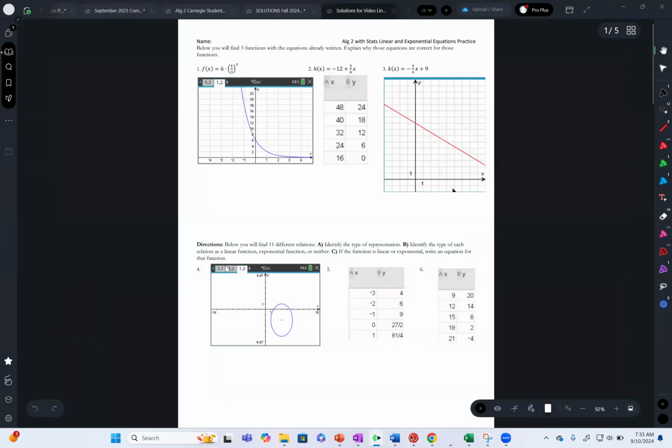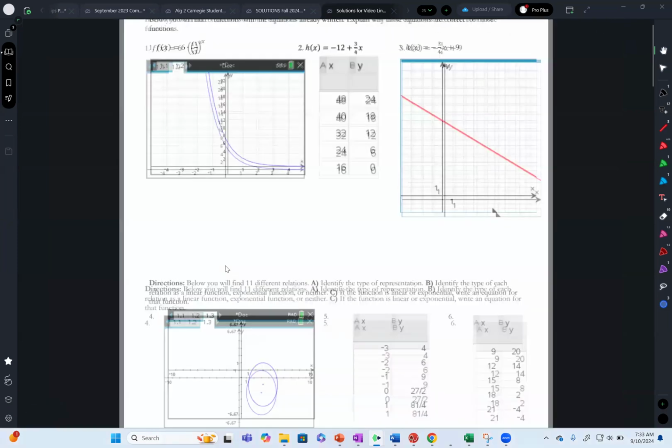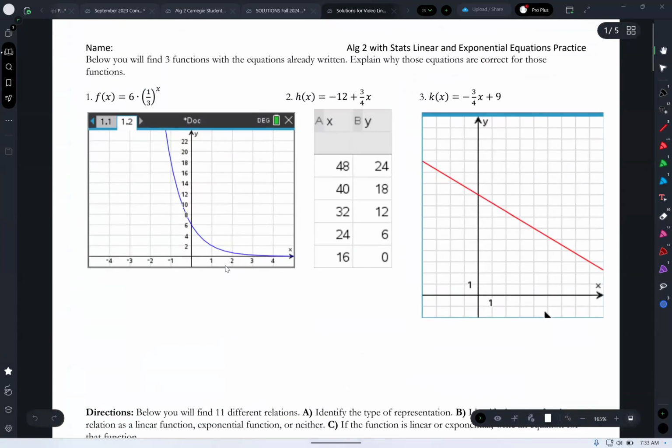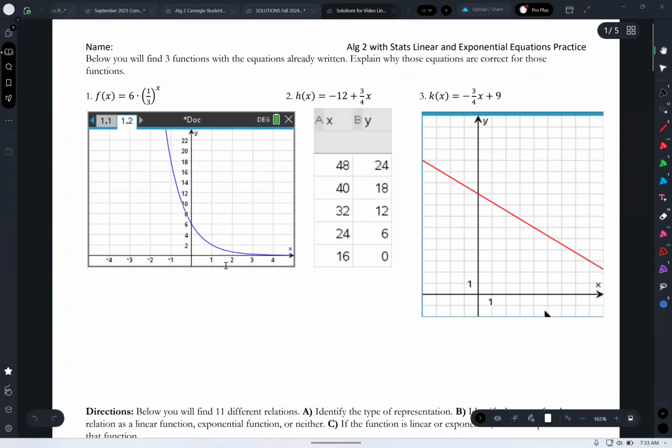Okay. So a lot of the students don't particularly love numbers 1 through 3. So I'm just going to talk through some details here. I have told you that these equations are correct. What I'm trying to get you to do on numbers 1 through 3 is explain why these equations are correct.